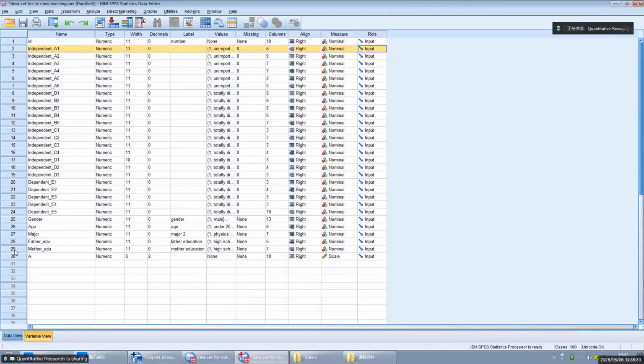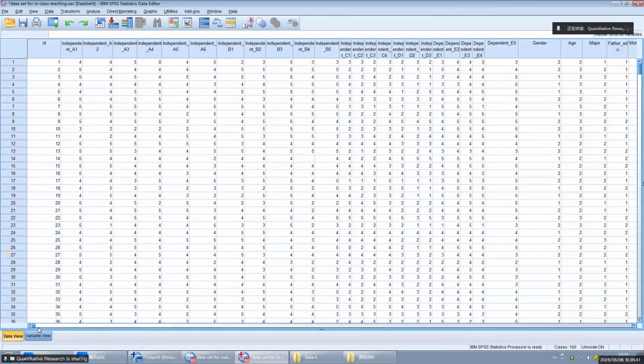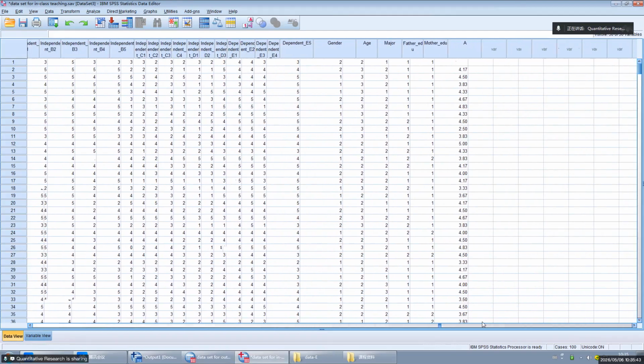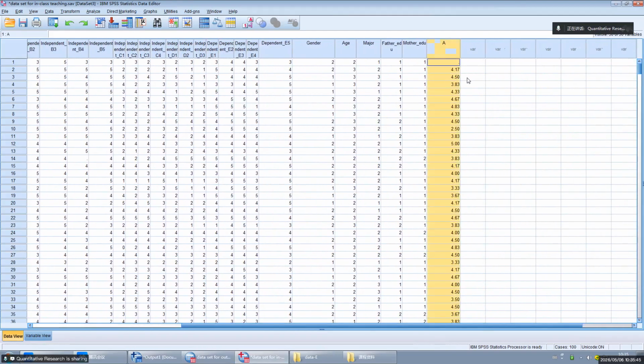Then you can see there is a new scale. There is a new variable, A. Here, you can also see this is A. This is A.